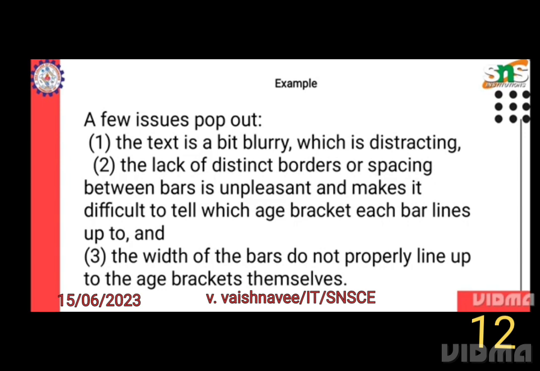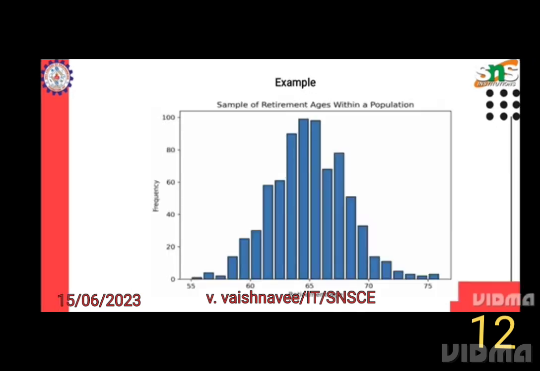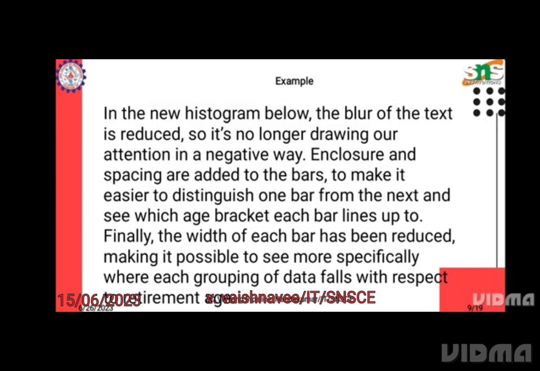For example, consider a histogram of some dummy data graphing a sample of 750 data points of retirement ages. A few issues pop out. The text is a bit blurry, which is distracting. There is a lack of distinct borders or spacing. The width of the bars does not properly line up to the age brackets themselves. This diagram shows the sample of retirement ages within a population.